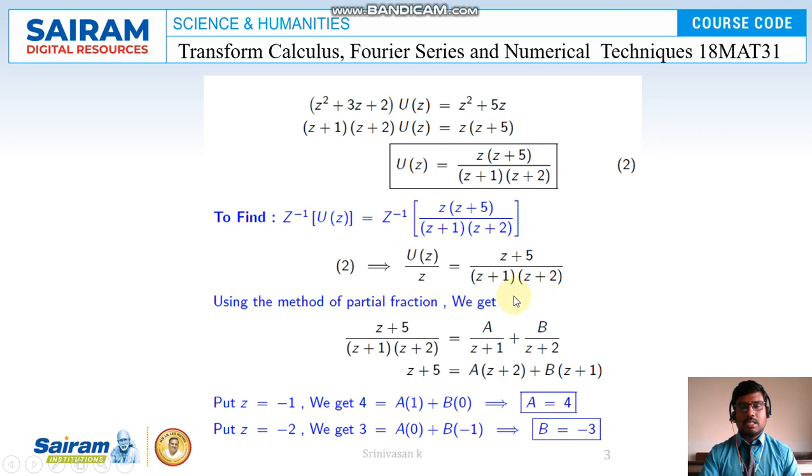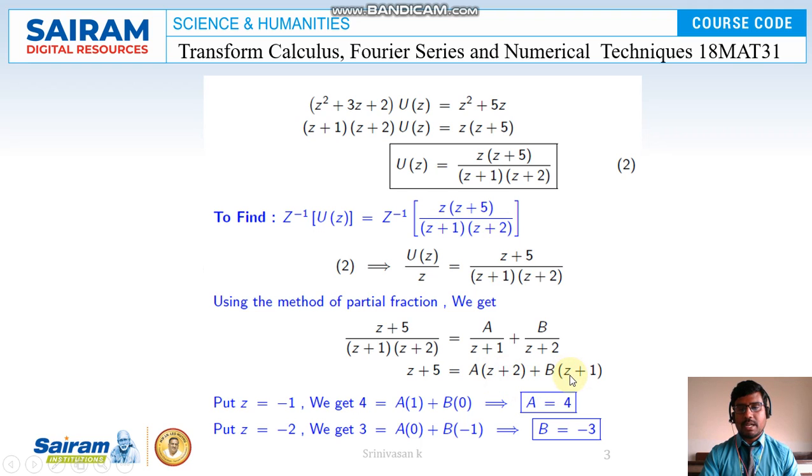Now using the normal partial fraction method, we solve z plus 5 divided by z plus 1 into z plus 2 equal to A divided by z plus 1 plus B divided by z plus 2. So the equation is z plus 5 equal to A into z plus 2 plus B into z plus 1. Now solve: put z equal to minus 2, we will get the value of B.